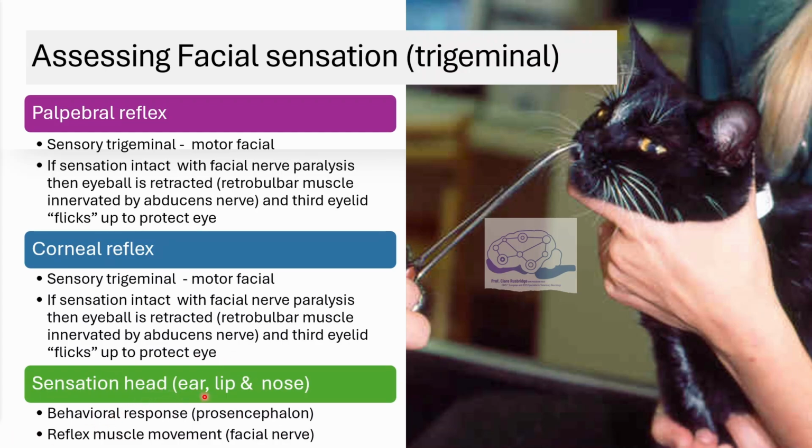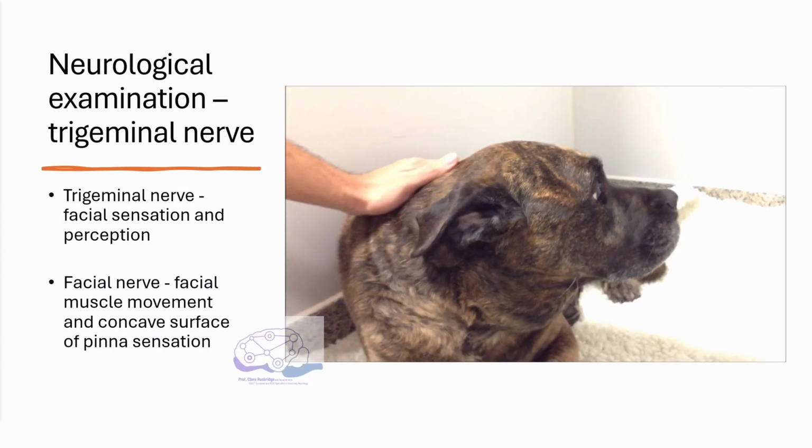Then we have sensation of the head, the ear, lip and nose. Bear in mind that the inner surface of the ear is actually the facial nerve. So the easiest way to test this is by testing the comparison between the nostrils, where you should see a behavioral response, which means that the irritation is being perceived by the cortex, the prosencephalon, and then a reflex movement of those muscles, which of course is the facial nerve. So here we have an example of that.